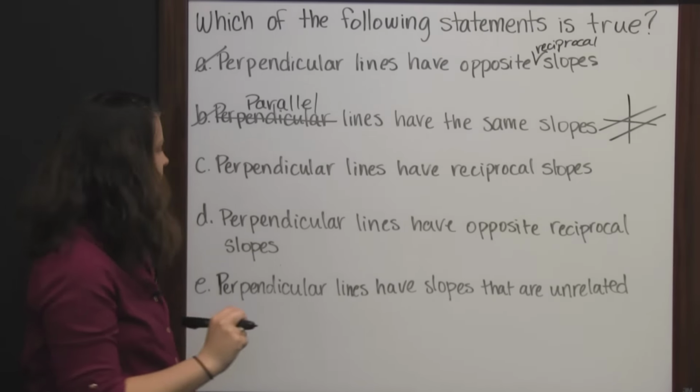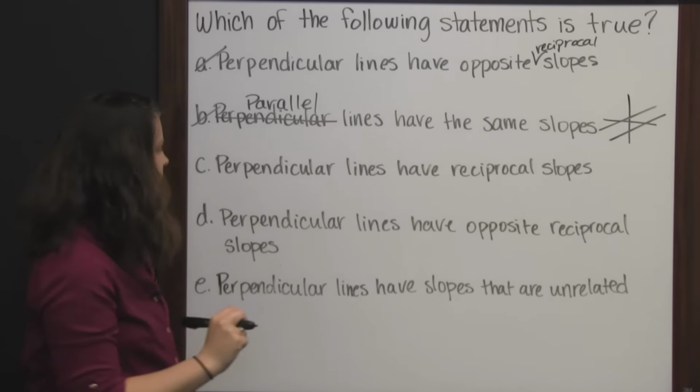C, perpendicular lines have reciprocal slopes. Again, close but missing a very important word, and that is opposite. They have opposite reciprocal slopes. So this is also not true. D, perpendicular lines have, finally, opposite reciprocal slopes. This statement is true. Perpendicular lines do have opposite reciprocal slopes. And E is also not true. It says they're unrelated. Oh, that is so not true.